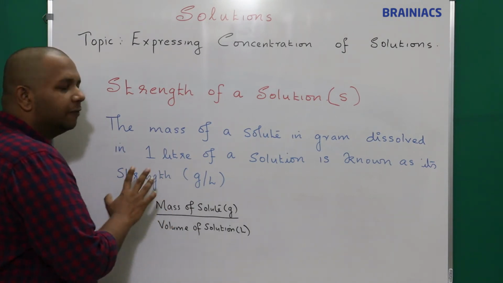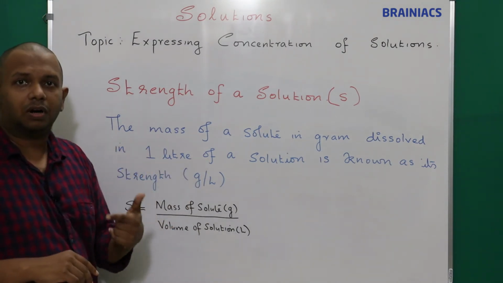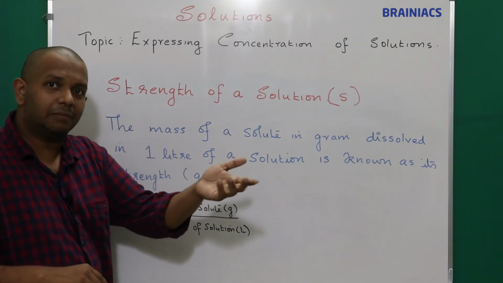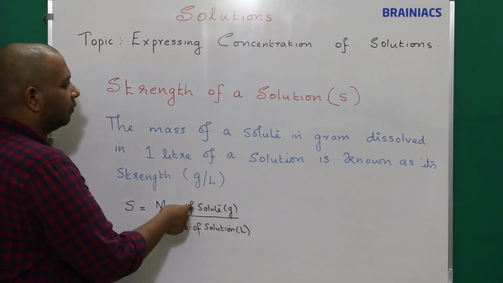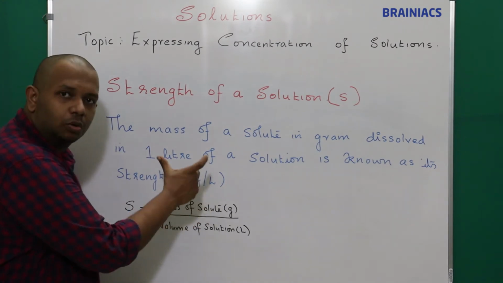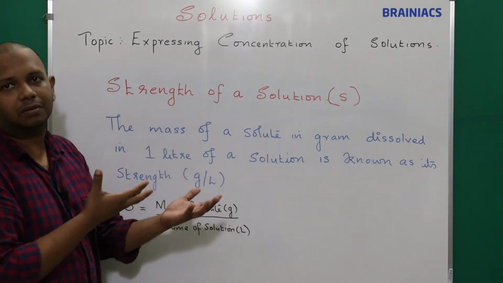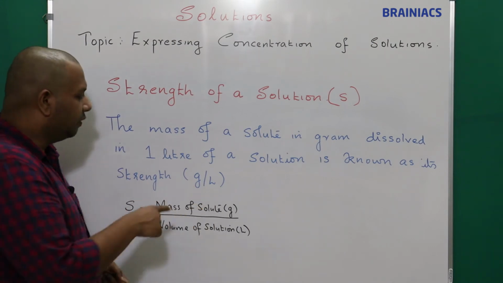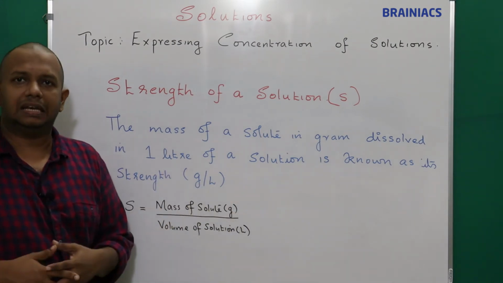So here what is the difference? In number of moles we know, what is number of moles? Mass of the solute in gram divided by molecular mass. So here we are not taking molecular mass. That means strength of the solution is mass of the solute in gram, that is given solute's weight in gram divided by volume of the solution in liters.